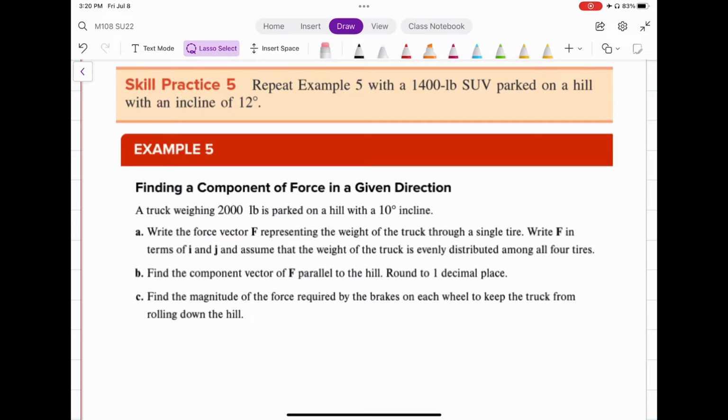Skill practice 5 is asking us to repeat example 5 with a different weight for an SUV and a different angle of inclination for the hill.